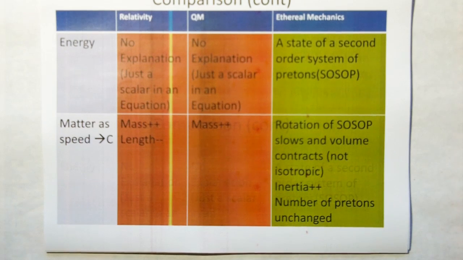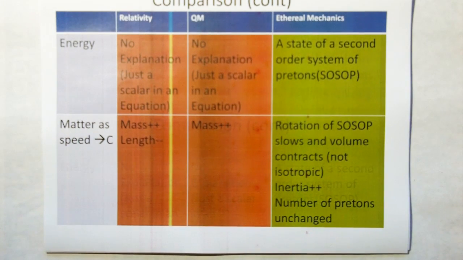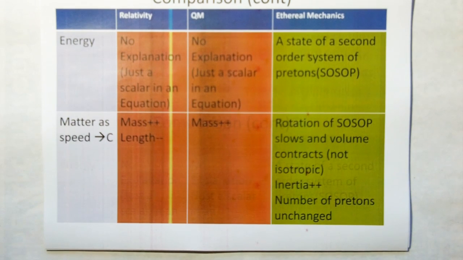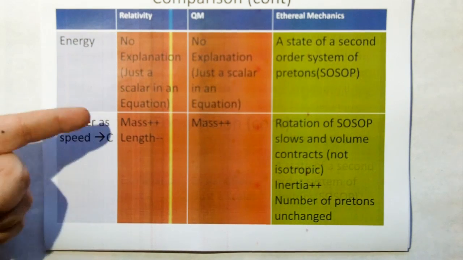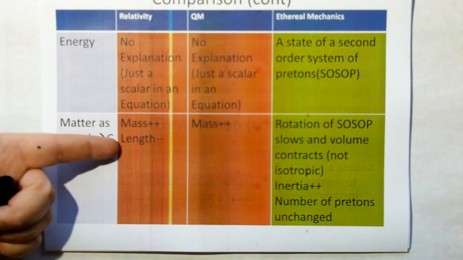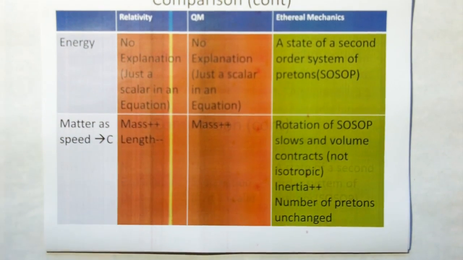Energy. Relativity has no explanation. It's just a scalar in an equation. Same with quantum mechanics. In ethereal mechanics, energy is a state of a second-order system of protons. Matter, as it approaches the speed of light, well, relativity just says the mass has to increase and the length has to decrease. Quantum mechanics says the same thing only because relativity says so.